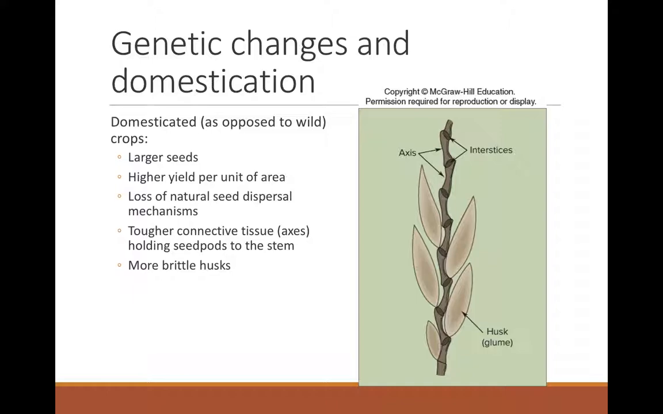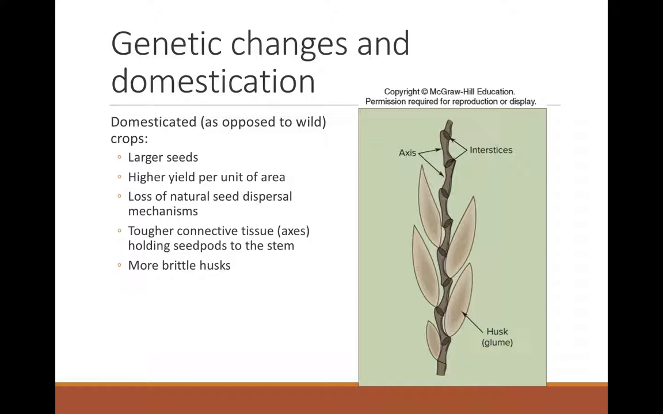We want all of those things to go away, and so we have selected, over the course of this domestication process, for the loss of natural seed dispersal mechanisms. We also don't want wind, animals, or rain to knock the seeds off the stem. So we selected for tougher axes, or the connective tissue that holds the seed pods to the stem.